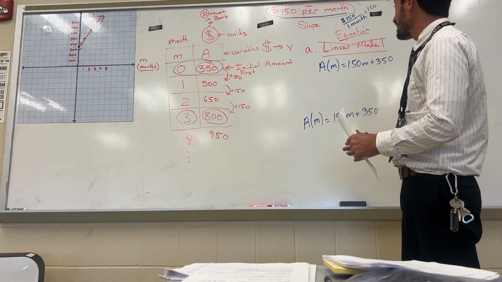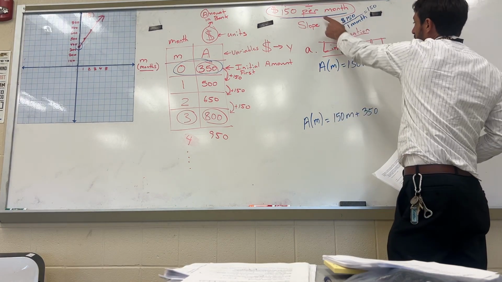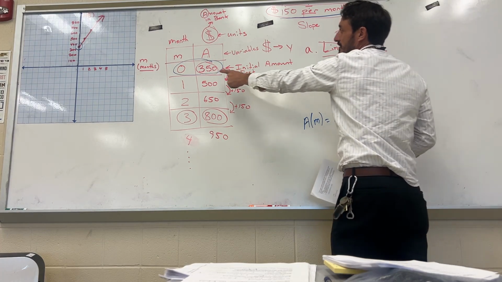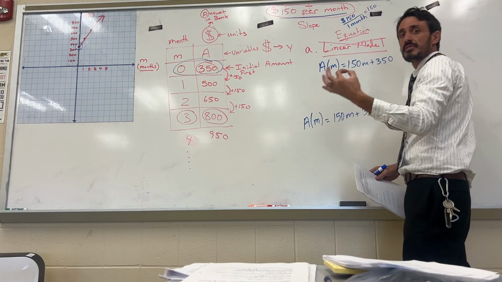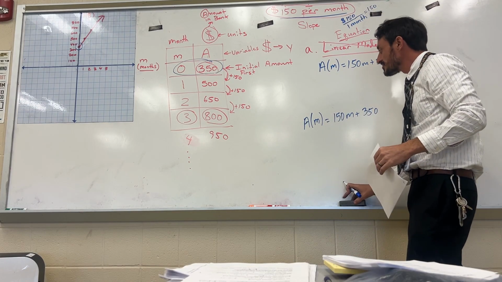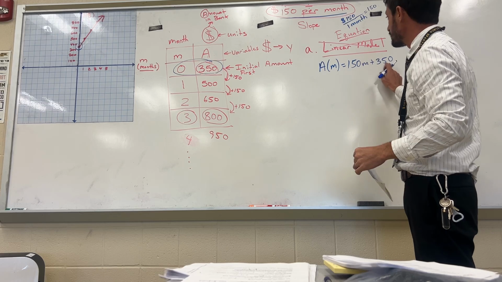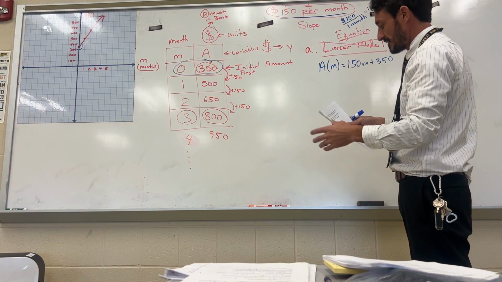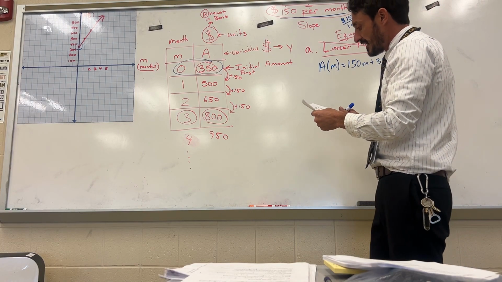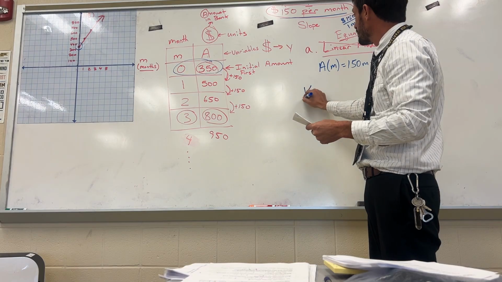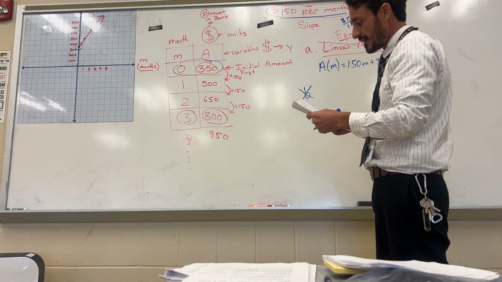So basically all you had to do, guys, was take your per statement, that's your slope, and take your initial amount. The problem is giving you guys your slope and your y-intercept from the information, okay? And we're going to skip B. B is not required for the notes. We're going to do C.